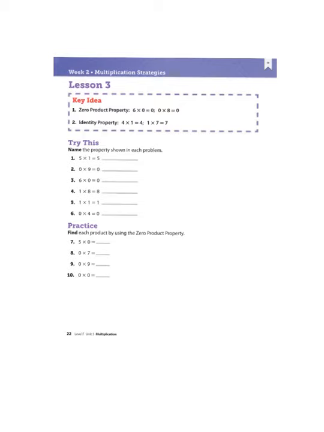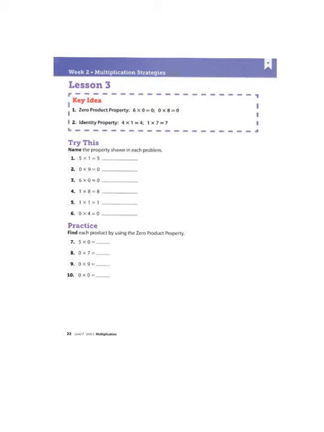The identity property is anything that is multiplied times 1. And anything multiplied times 1, we know is that number. So 4 times 1 is going to be 4, and 1 times 7 is 7. So on the try this, we're going to name the property shown in each problem. So you simply have to put if it's the zero product property or the identity property.